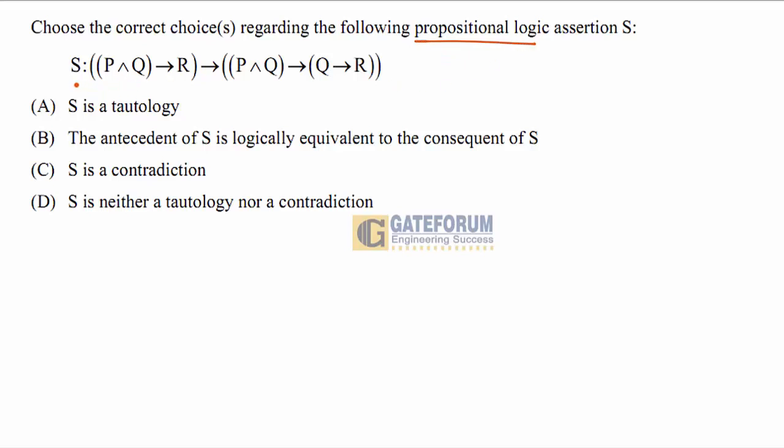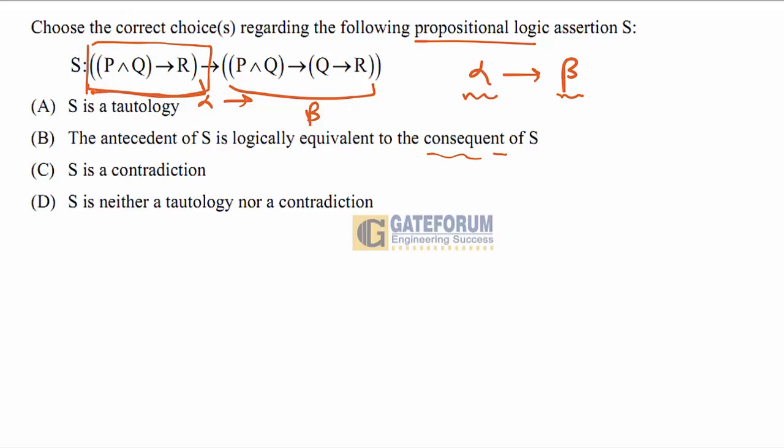This is saying that a formula S is given to us, which is of the form alpha implies beta. And they are asking whether this formula S is a tautology or not. Alpha is called the antecedent and beta is called the consequent. So whatever is in the LHS is called the antecedent, and this beta is called the consequent, right?